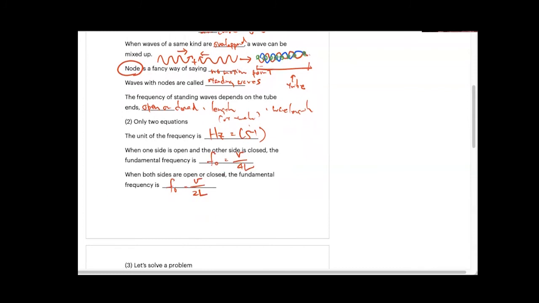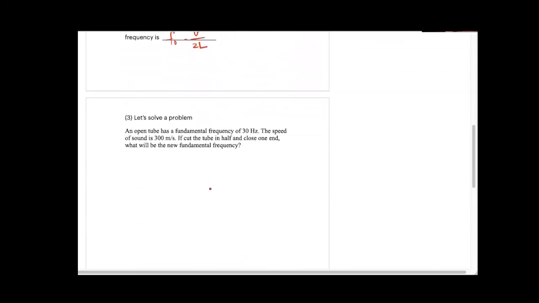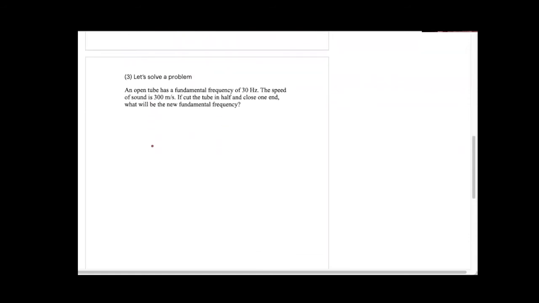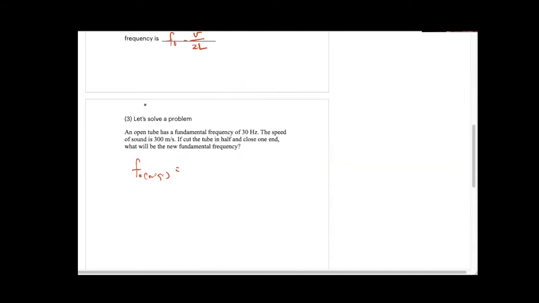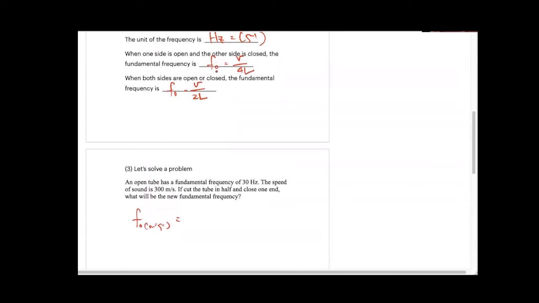So using this knowledge, let's solve our problem. The problem is: an open tube has a fundamental frequency of 30 Hertz. The speed of sound is 300 meters per second. If we cut the tube in half and close one end, what will be the new fundamental frequency? So the original fundamental frequency, F0 original, equals, this one is both ends open tube. So remember that this is what you have.